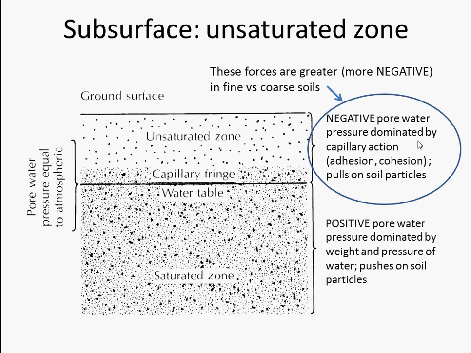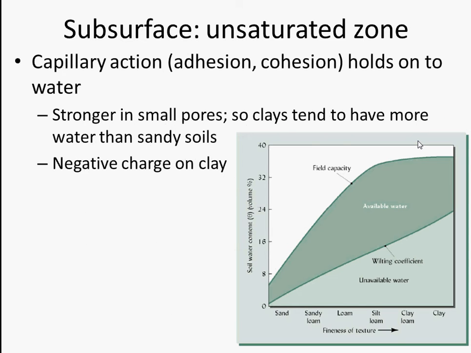That is because of the cohesion between water molecules. These negative pore water capillary action forces are greater, that is more negative, in fine versus coarse soils, and there are a couple reasons for that. First, it's stronger in small pores. You've seen that before, water moves higher up a small straw than a large straw. Clays have smaller pores, so they tend to have more water than sandy soils, and that capillary action is greater. You've also got that negative charge on clay, so you have more capillary action going on.